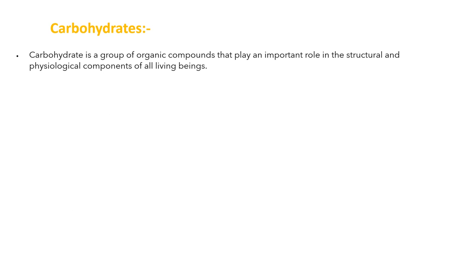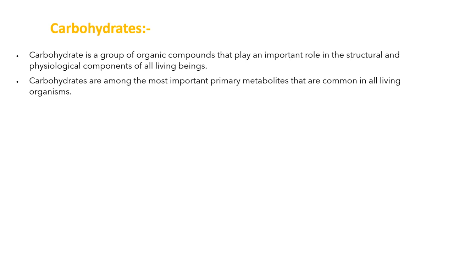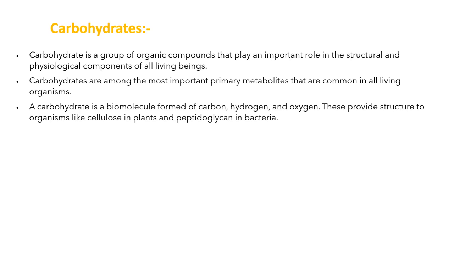The next example of primary metabolite is carbohydrate. Carbohydrate is a group of organic compounds that play an important role in structural and physiological components of living beings. Carbohydrates are among the most important primary metabolites that are common in all living organisms. Then, a carbohydrate is a biomolecule formed of carbon, hydrogen, and oxygen. You know already about this concept: sugar or glucose that we use in our everyday life, these words are much more familiar to us.